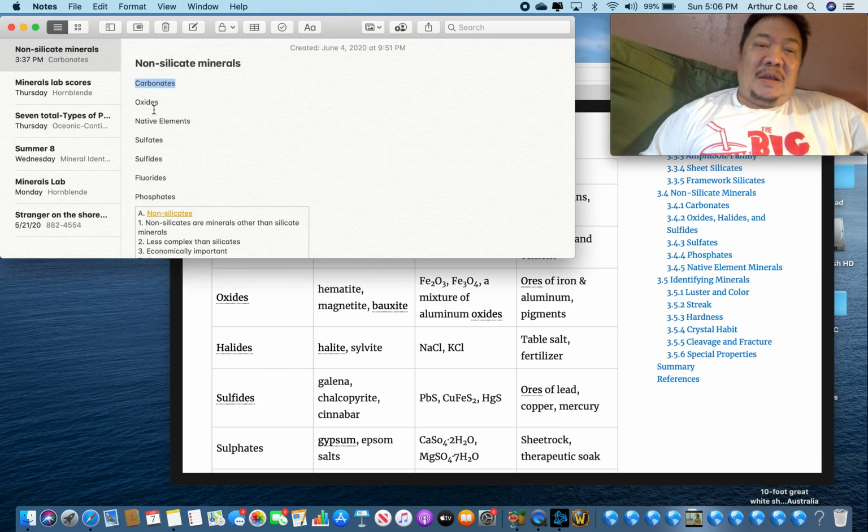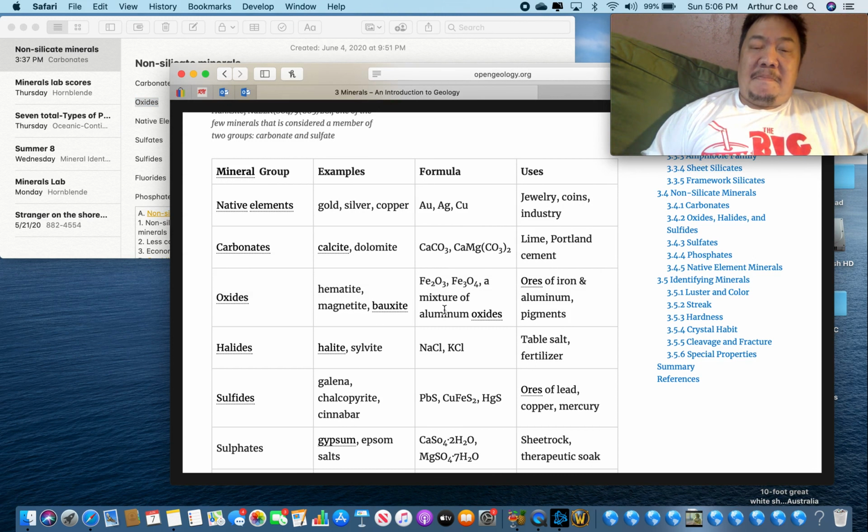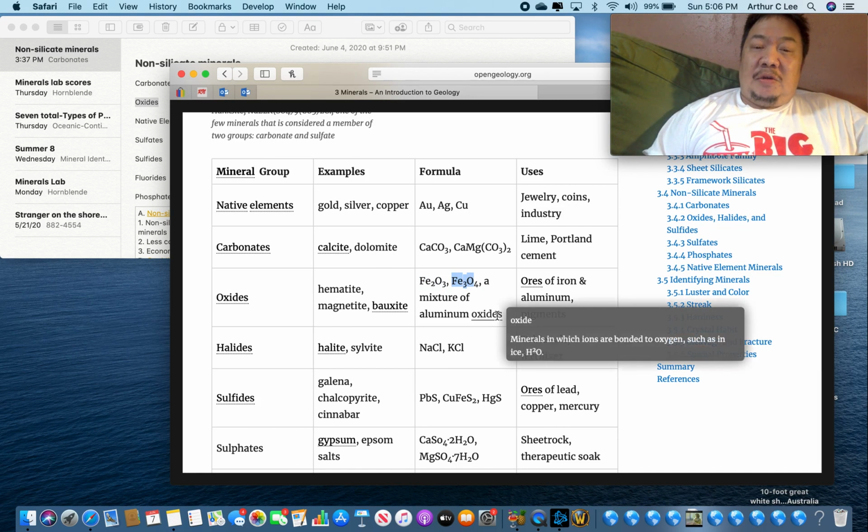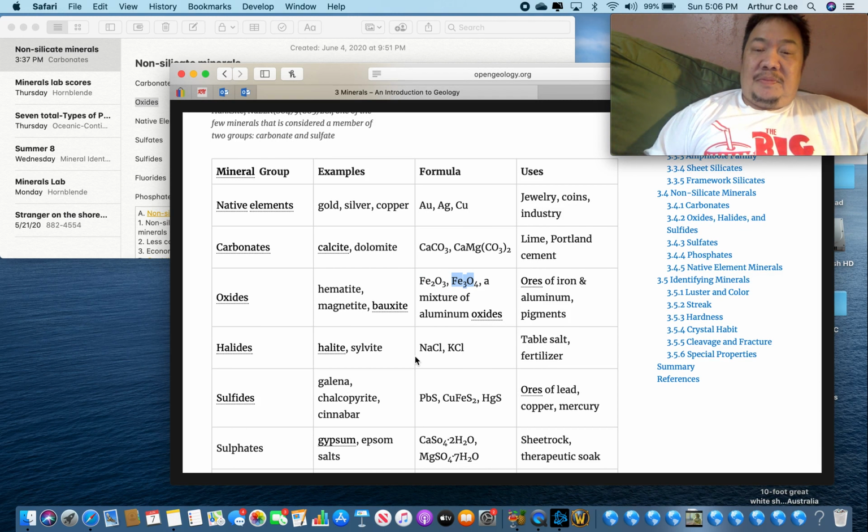Next type of non-silicate mineral we want to talk about is an oxide, O-X-I-D-E. An oxide mineral is any mineral where a metal is bonded to oxygen. Fe is iron. Iron oxide, that's what we call rust or hematite. Fe3O4 is another oxide mineral. You could have copper oxide. You could have silver oxide. Anything with a metal bonded to oxygen is an oxide mineral.